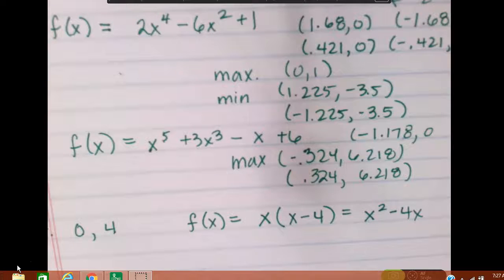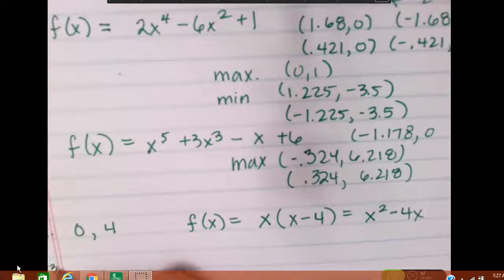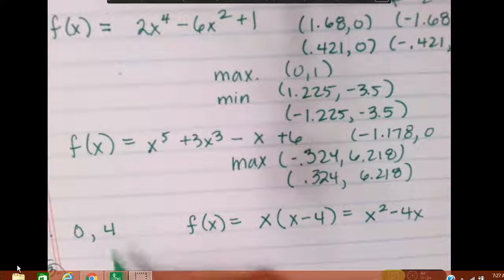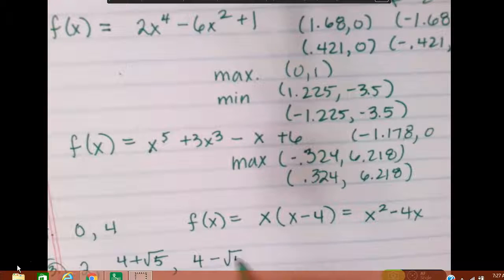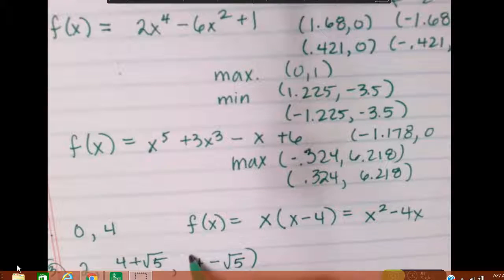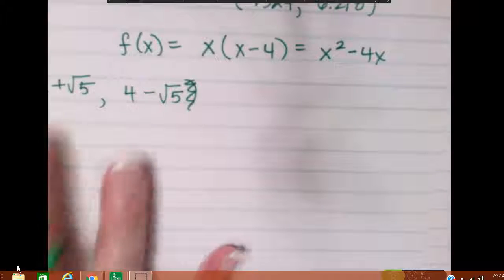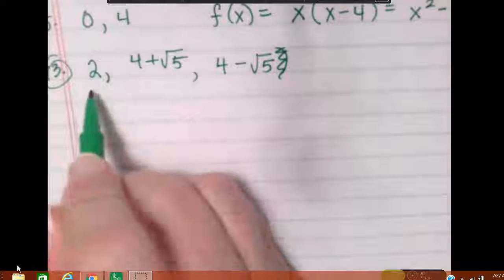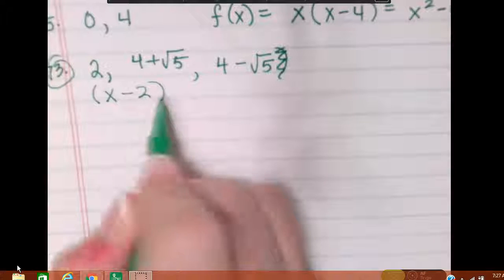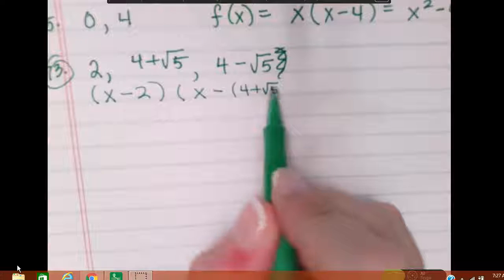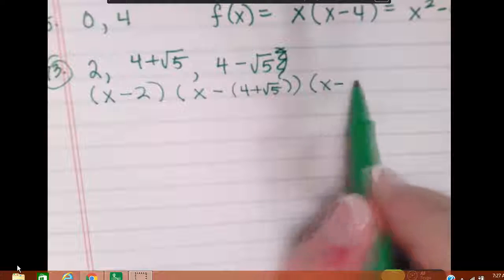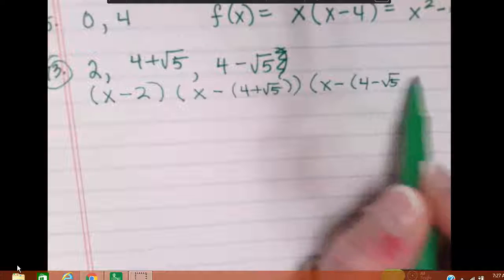In number 73, we've got some more complicated zeros. We've got 2, 4 plus square root 5, and 4 minus square root 5. So, alright, that's not a factor, that's a 0. So I need to turn these into factors, which is a little bit trickier. So I've got x minus 2, and then I've got x minus 4 plus root 5, and x minus 4 minus root 5.